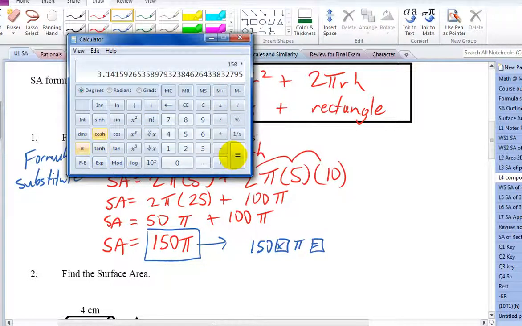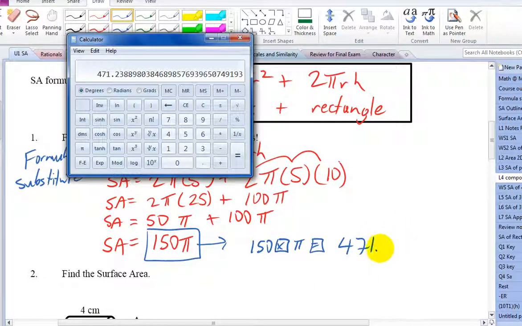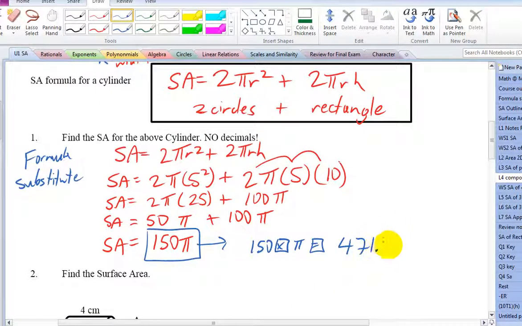First one. 471.2388. That's good enough. Okay. What's the best answer? 150 pi.